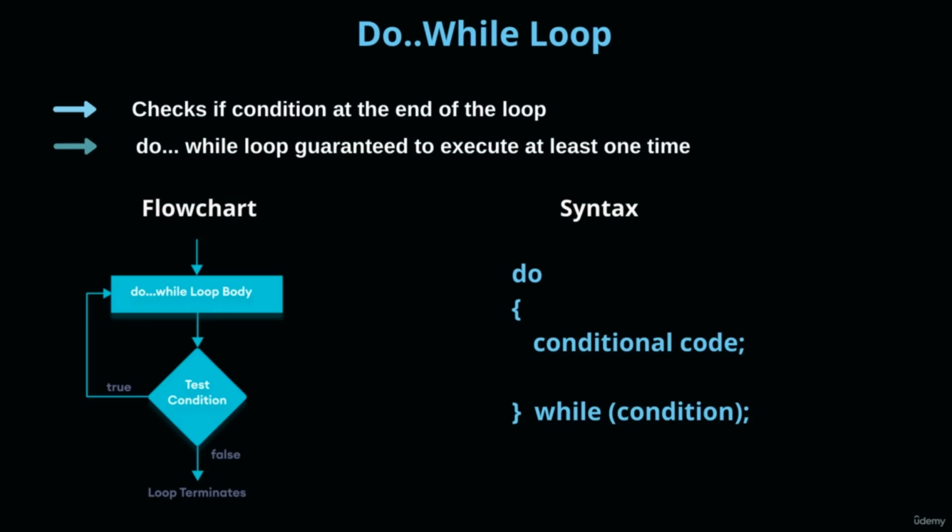As you can see here, it's do, then the code, and after the code, in the while you can add the condition, and that must be terminated with a semicolon also, that is mandatory. So here is the code block and then a condition. If false, it will get terminated. If true, it will keep on executing. As written, a do while loop is guaranteed to execute at least one time, because the condition is checked after the first execution.